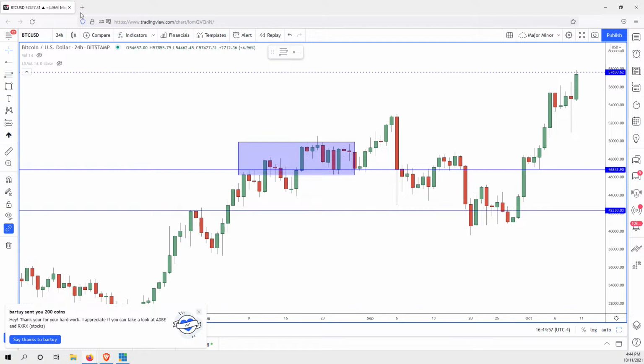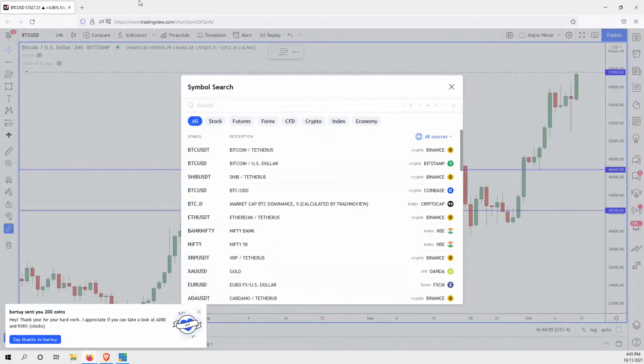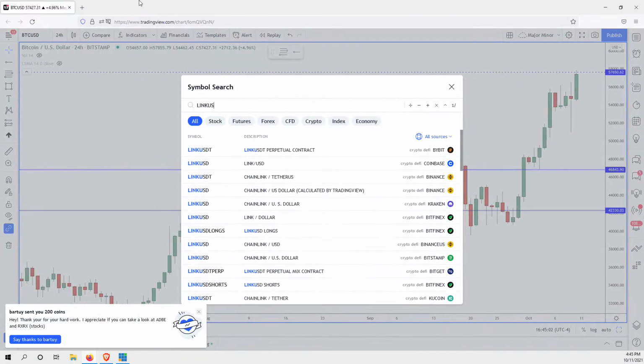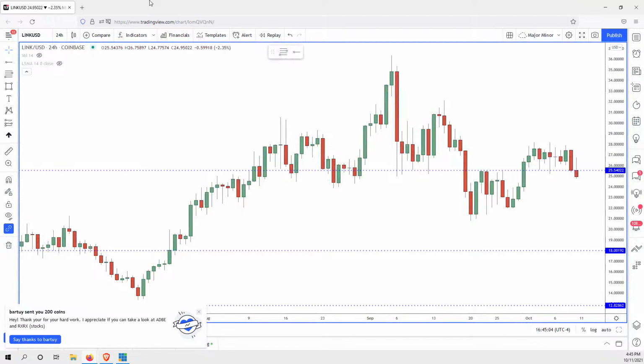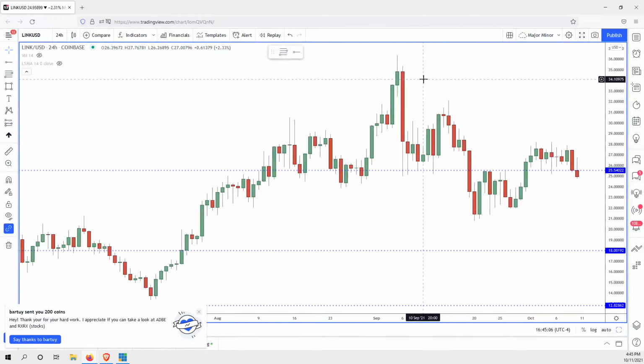Link? What is that? Link? Is that a coin? Oh, Link, of course. Chainlink. Man, it's been a while since someone asked me about it. I didn't even recognize the symbol.